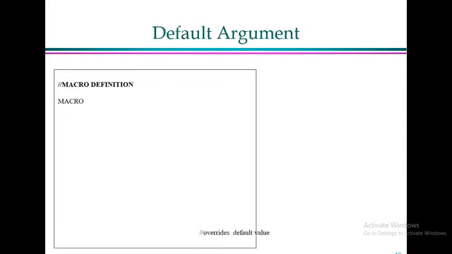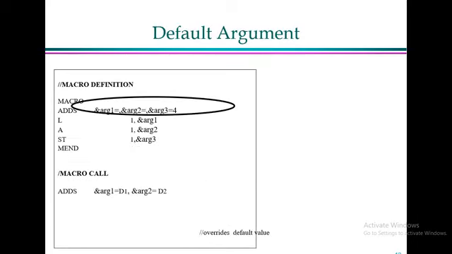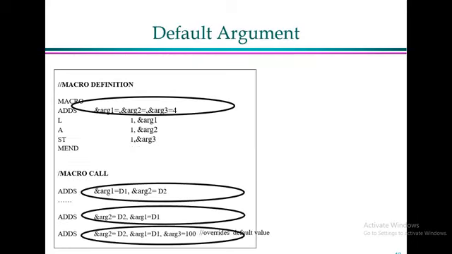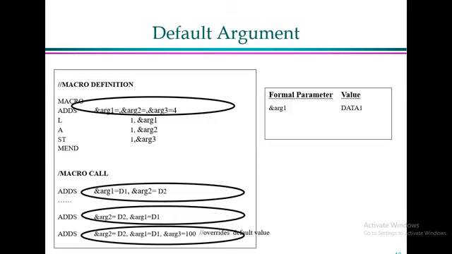And the last one is default argument. Formal parameter ARG1 is equal to data1, ARG2 is equal to data2, and ARG3 is equal to data3. That's all.